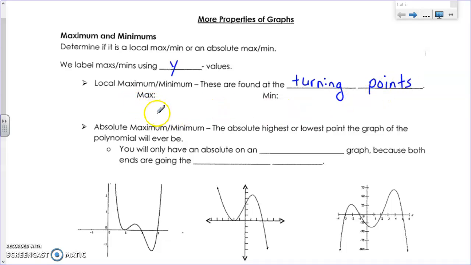If it is a max, it's going to be at the top, and a min is at the bottom. Okay, we know that from the quadratics unit. Absolute max or min is the absolute highest or absolute lowest point on the graph. You will have an absolute when the function is even. Only when the function is even will you have an absolute lowest or highest point, because both ends are going in the same direction.